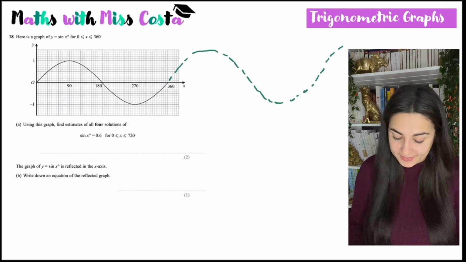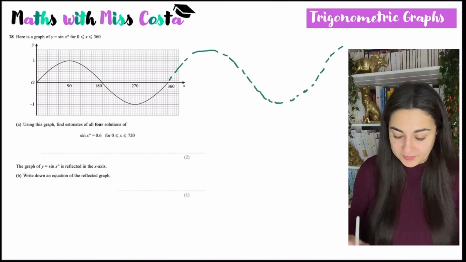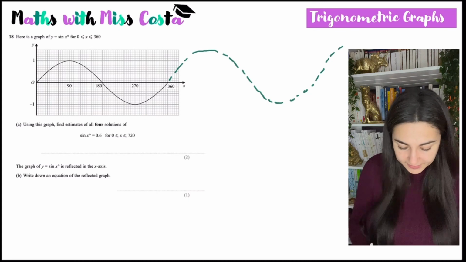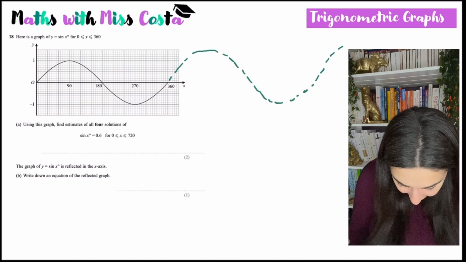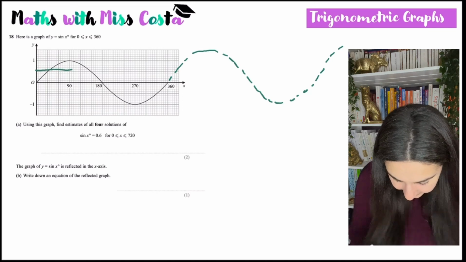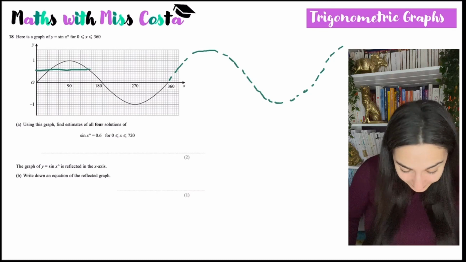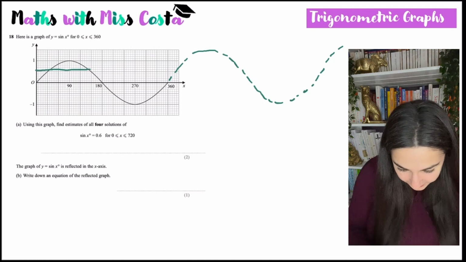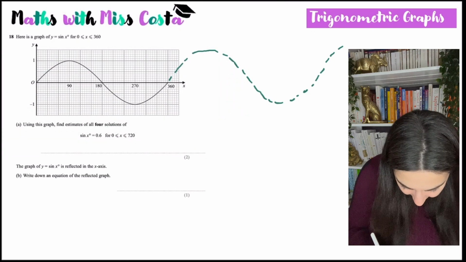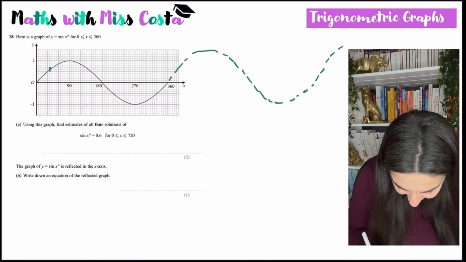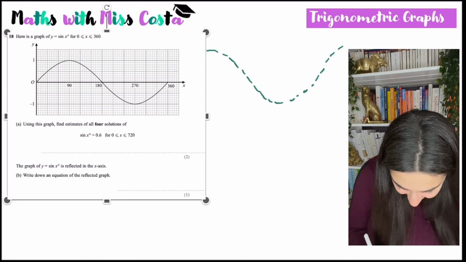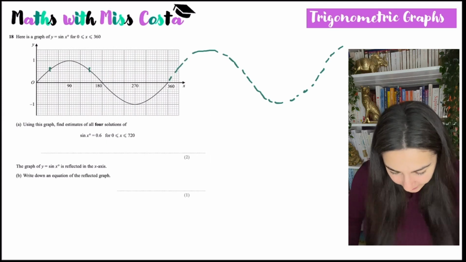Okay, well that's good because we only have the graph until 360, so we're going to have to be a bit creative. So first of all, sine x is 0.6, so let's draw that. So that would be over here. This is terrible doing it on iPad, but let's see if we can. So I know that's 0.6, so there, and so there. Okay, so what would that be?